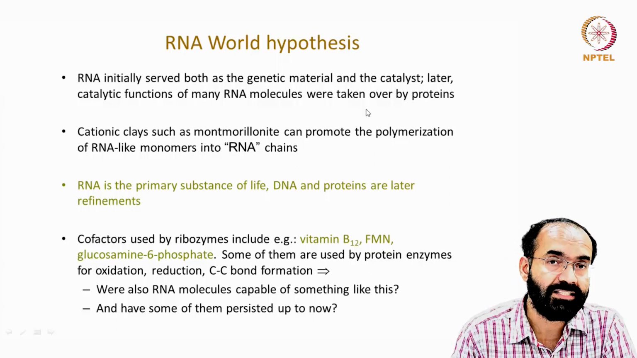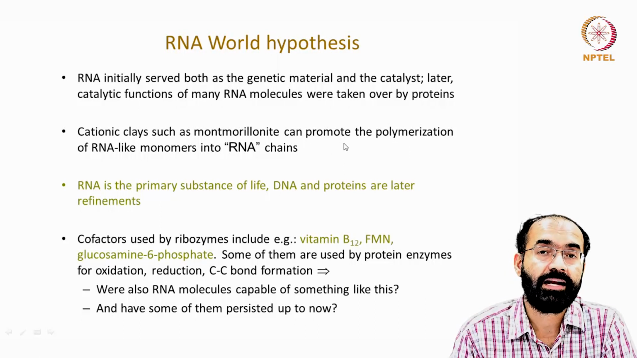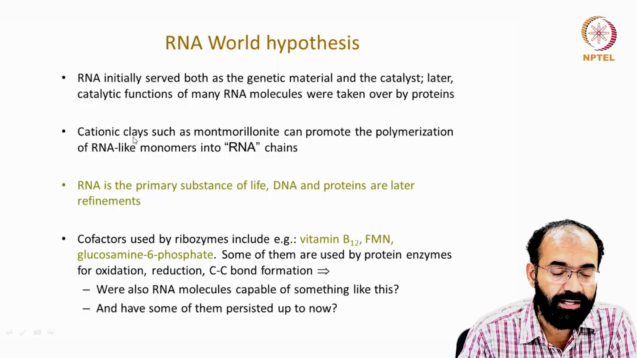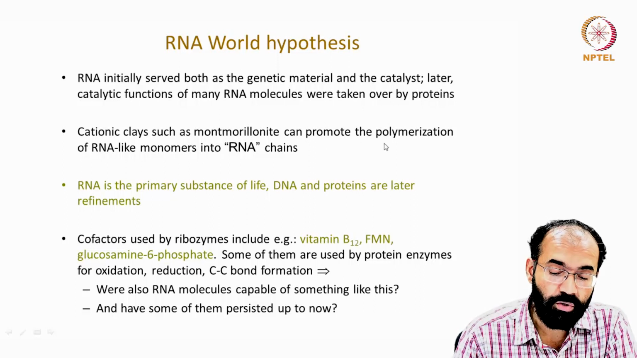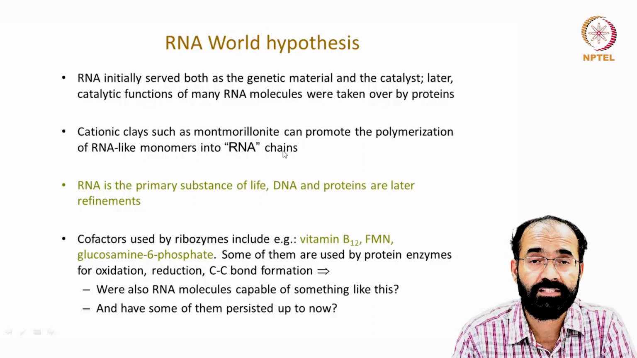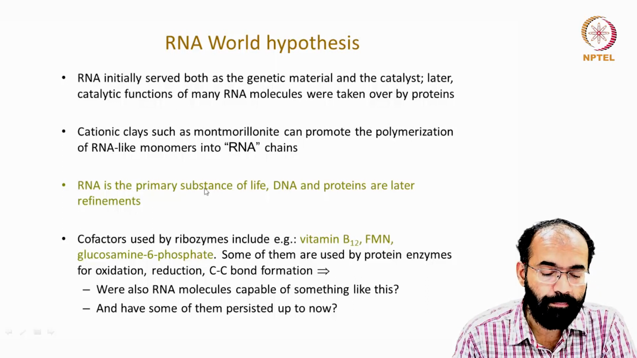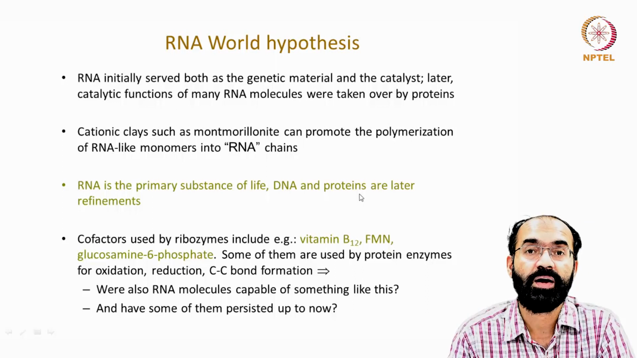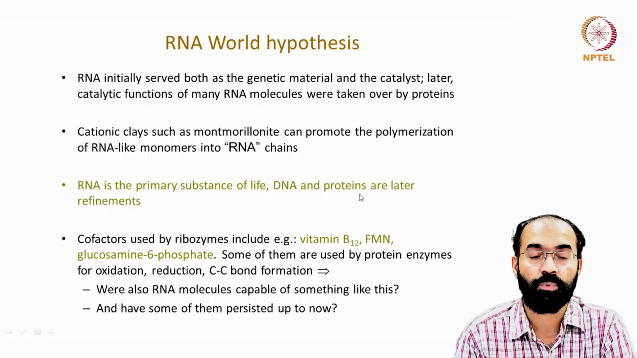So the RNA world was there, and at that time itself proteins were handy, but certain RNA molecules were capable of doing this job. Various cationic clays such as montmorillonite clay can promote the polymerization of RNA-like monomers into RNA chains. So this is what would have happened in the RNA world. RNA is the primary substance of life, and DNA and proteins are later refinements for better performance of RNA's function or RNA's properties.